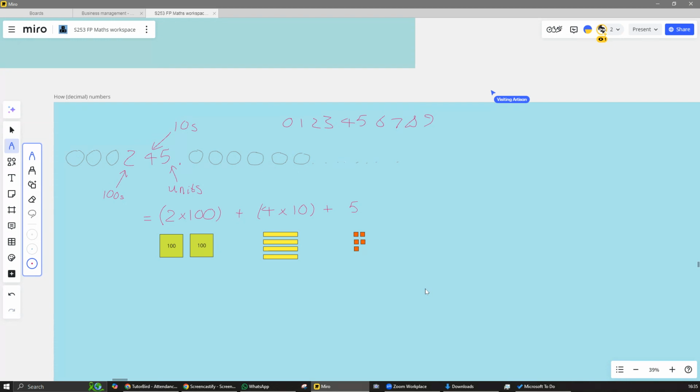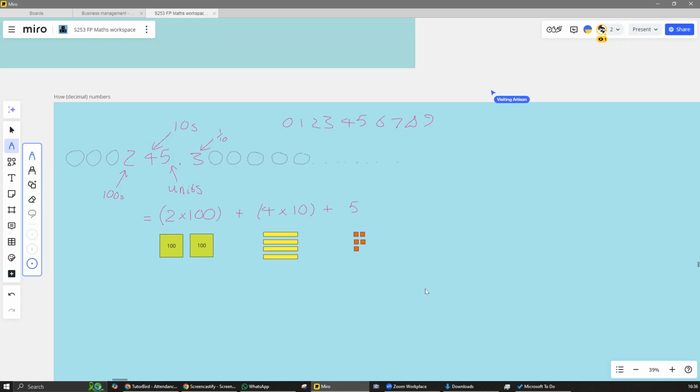So you can go further. You can start to say this is 245.3. Well, now that is the number of 0.1s, or we could say it's the number of 1/10. So that would mean that now I would have to add 3/10 to all of this to give a full answer of what we've got there.